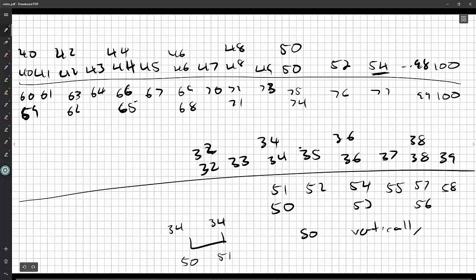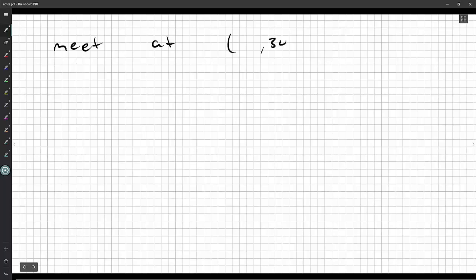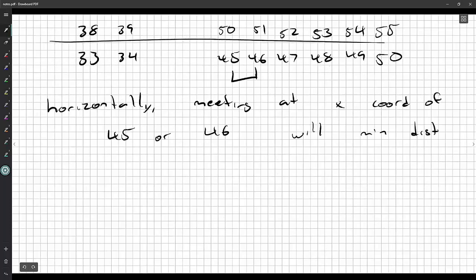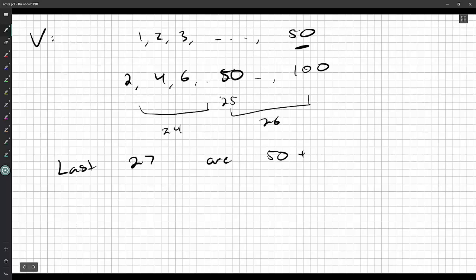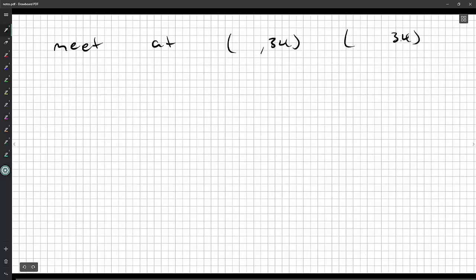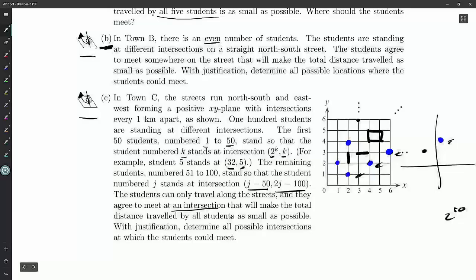So vertically, we need to meet with a y coordinate of 34. So putting this result and the previous one together, we want to meet at either, what were they? 45 or 46. And there we go. All right. That's all we needed. And we've got our justification.